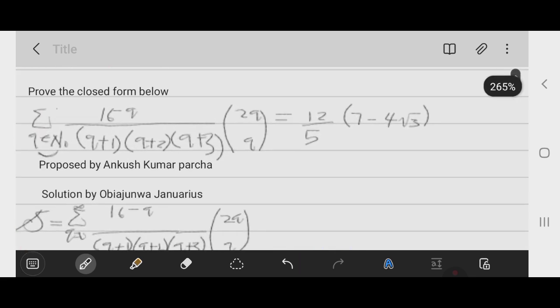So all these tricks and steps were just to prove that this sum is equivalent to this solution.